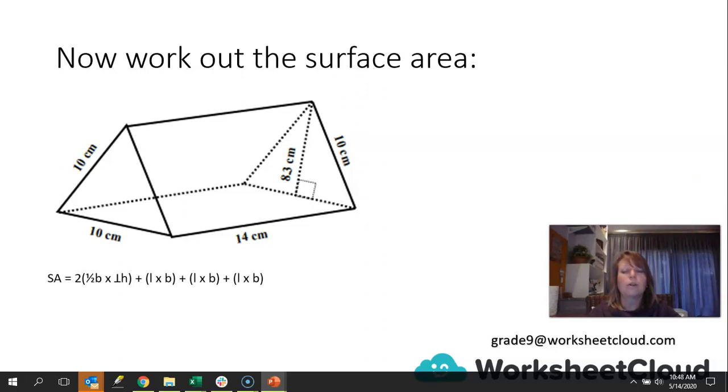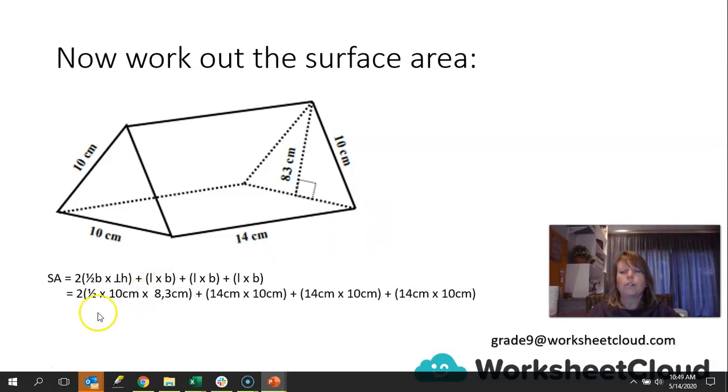So we're going to go to half base times perpendicular height, because we've got two triangles that are exactly the same, and then we have to work out the surface area for each triangle. Now, because it is an equilateral triangle, you can work out one surface area and for each rectangle, and then add or times it by 3, or you can work it out separately. It really doesn't matter. You're going to end up with the same answer anyway.